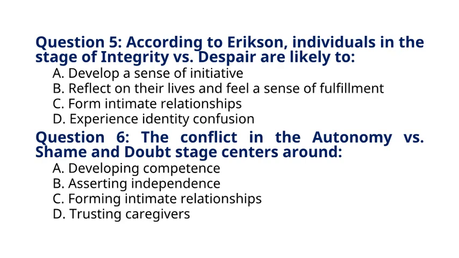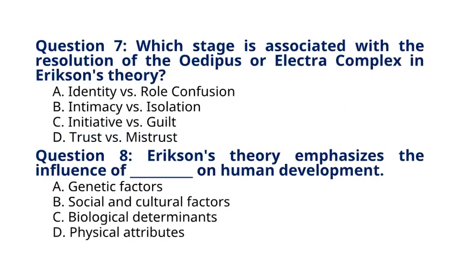Question 6. The conflict in the autonomy versus shame and doubt stage centers around A. Developing competence, B. Asserting independence, C. Forming intimate relationships, D. Trusting caregivers. The correct answer to question 6 is option B. Asserting independence.